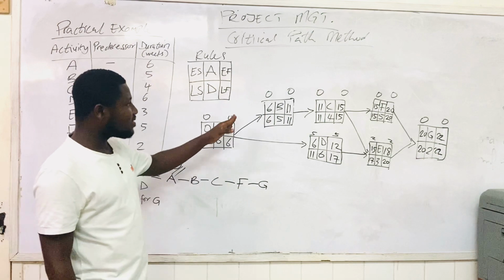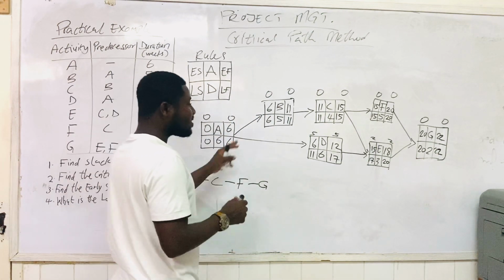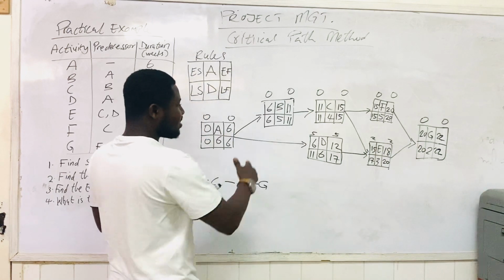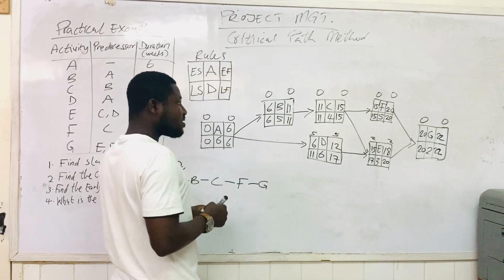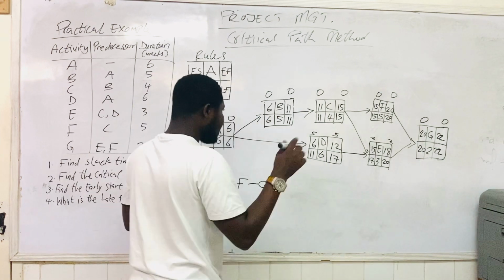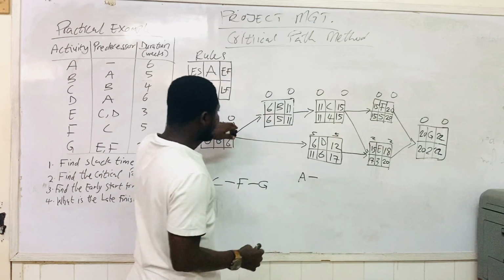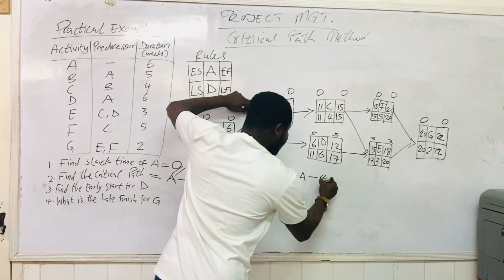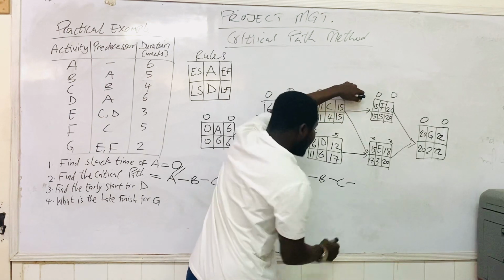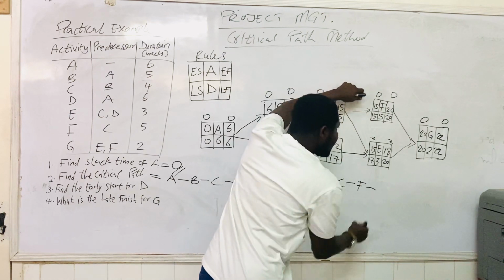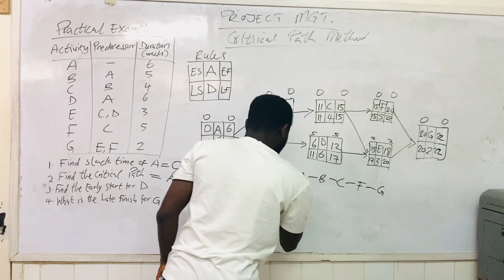And so we have a number of paths. First of all, let's find out the number of paths we have here. Then we find our slack path, or the critical path. So we have A. From A we can come to B. From B we go to C. From C we go to F. And then from F we go to G. That is path number 1.